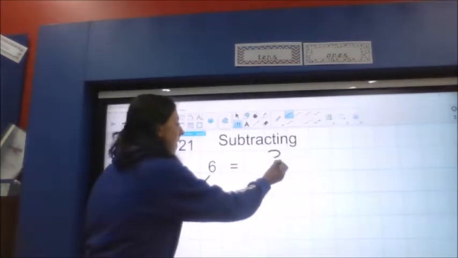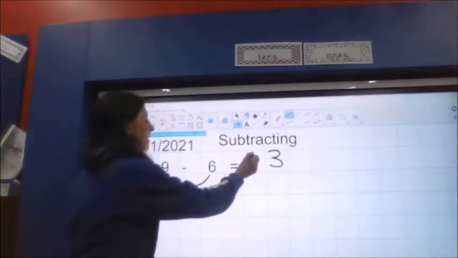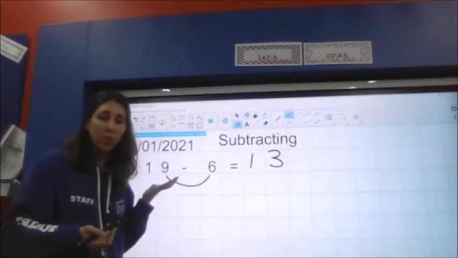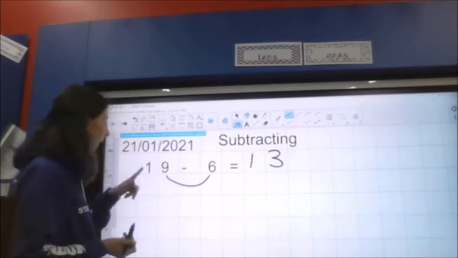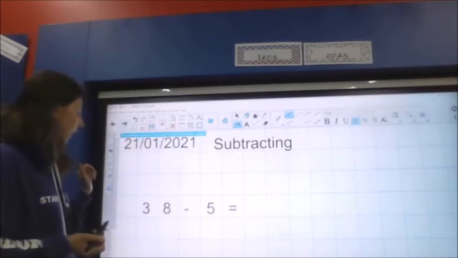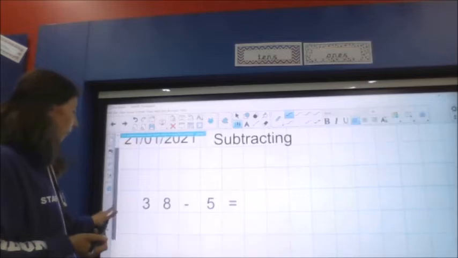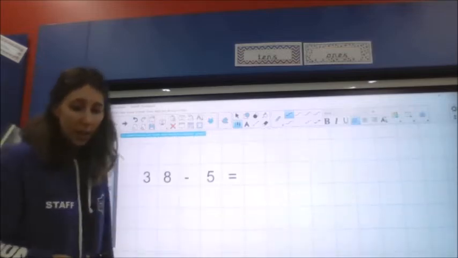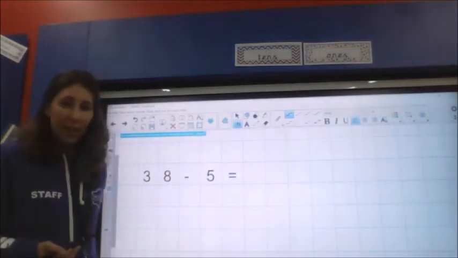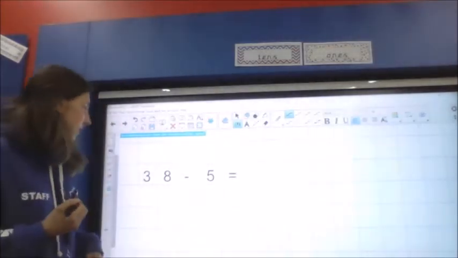Write my 1s down, and my 10s are going to stay the same because I haven't had to change any 10s, cross any 10s, or take any 10s away. Okay, so that's a couple of ways of tackling the first question. Okay, the second one says 38 take away 5. And again, I would think about doing that the same way.